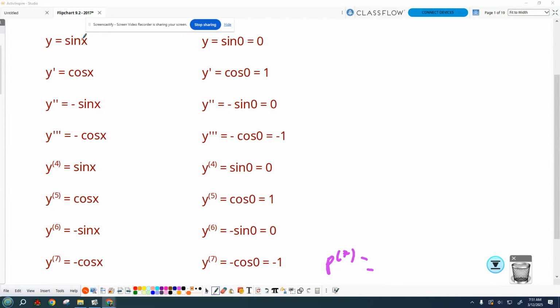Okay, so I'm gonna create a polynomial that has the same seventh derivative, so it's got that seventh derivative. What is the integral of -1? Negative x plus c. How am I gonna solve for c?